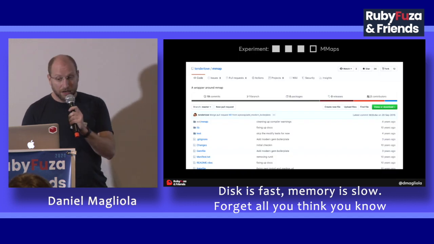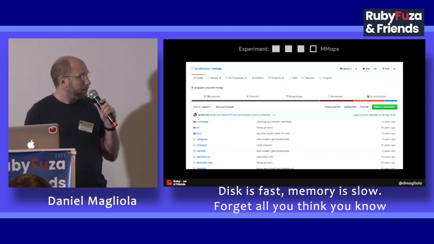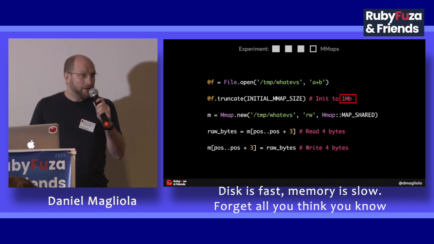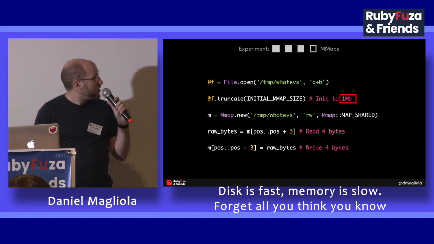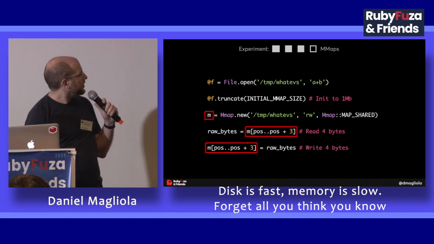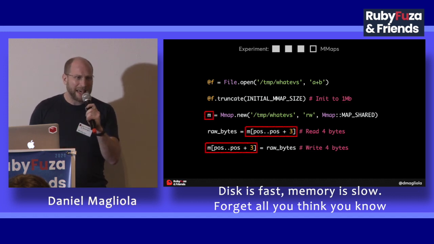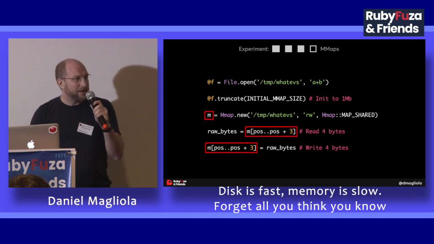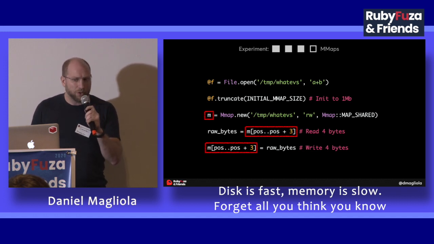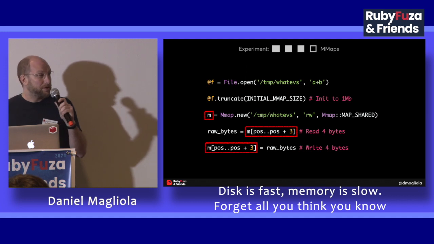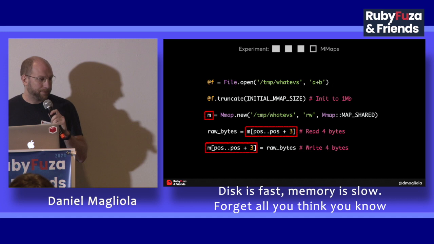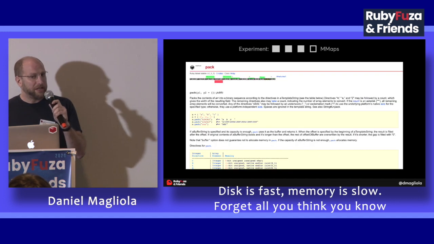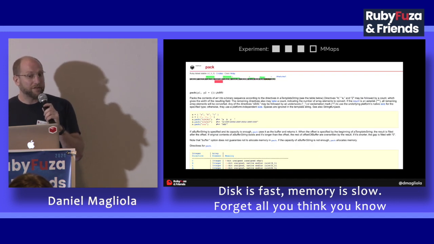It's maintained by Tenderlove these days. And to use it, basically, you create a file, you initialize it to a certain size, say 1 megabyte, and then you init this mmap class. And now you have this m variable, which behaves sort of like a byte array, thanks to a bunch of magic that this gem is doing. And so if you have a bunch of bytes to write, you just set a range in this array, and that'll do it.